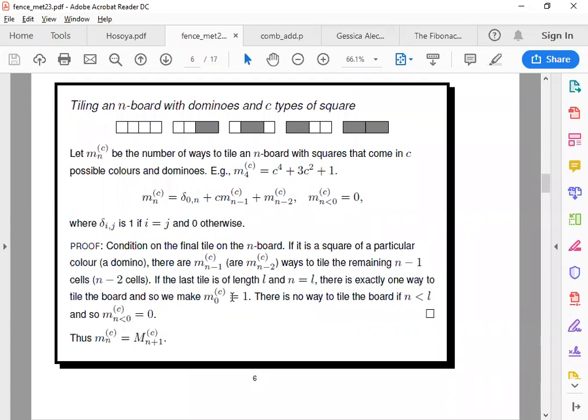Tiling an N board with dominoes and C types of square, as Art was explaining, we can get a recurrence relation like this. We basically condition on the final tile. If the final tile is a square, there are C types of square, and then we just need to tile the rest of the board, which is of length n minus 1. If the final tile is a domino, there's only one type of domino, and we've got n minus 2 cells left to tile. Little m, I'm calling the number of tilings of an N board. It's an offset from what we defined as the metallonacci numbers by 1.